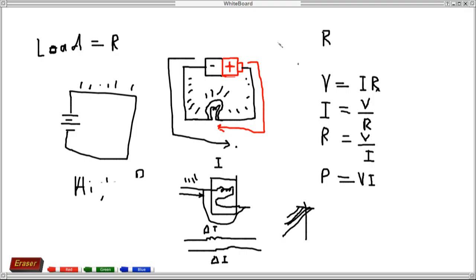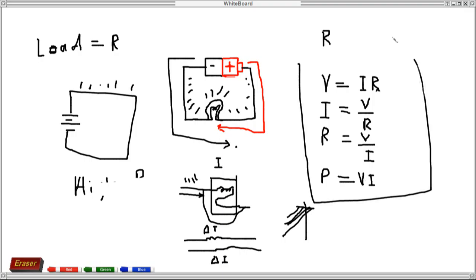And keep this in mind, these basic formulas: voltage equals current times resistance. Current equals voltage divided by resistance. Resistance equals voltage divided by current. And power is equal to voltage times current.